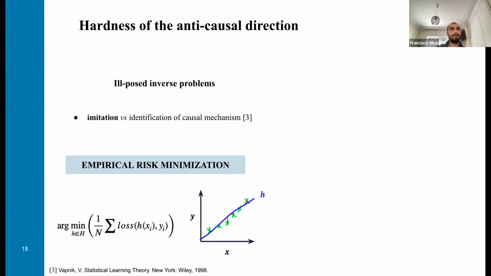Okay, moving on to this next section. Here we'll see some examples that can help to understand why it is so difficult to make predictions in the anti-causal scenario. According to this book by Vladimir Vapnik in 1998, there's a clear difference between imitation and identification. On one side, imitation is achieved by empirical risk minimization, which is nothing more than the training process of any typical machine learning algorithm, where several hypotheses are tested, and the one that minimizes a certain loss function is the one that we choose in the end.